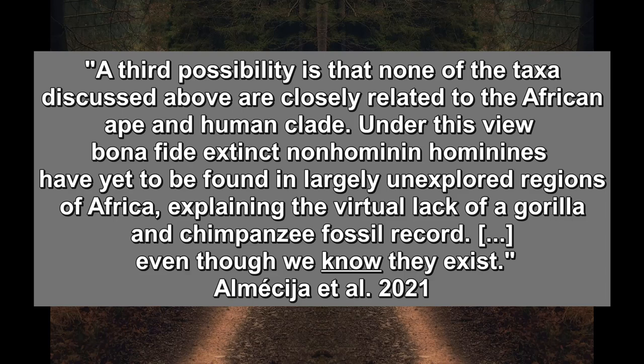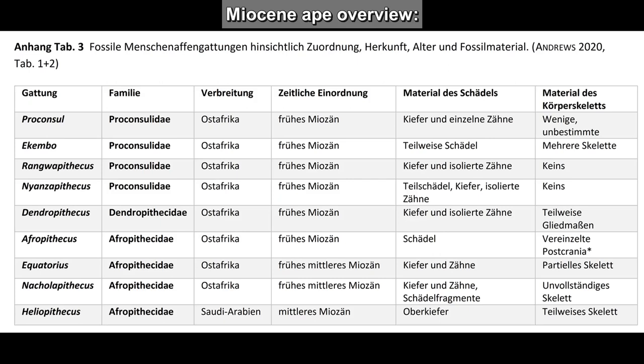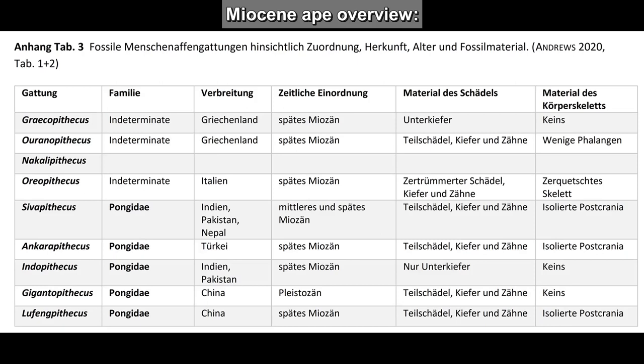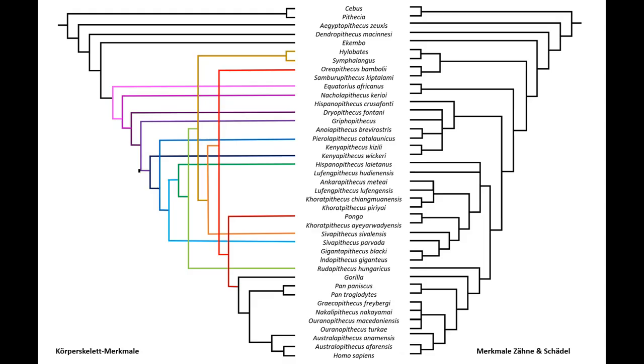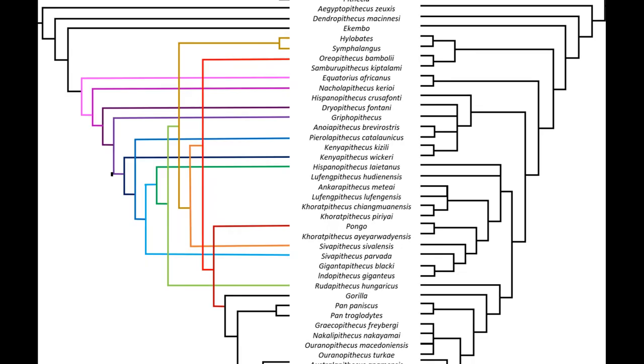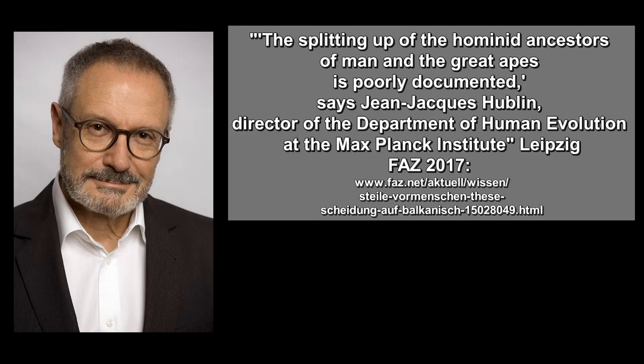Although we would actually know, or better, we suspected based on the evolutionary paradigm, that these fossils must still exist somewhere undiscovered in Africa. However, this is unlikely, since already about 40 fossil and also living genera of potential ape ancestors are known, which just cannot be inserted without contradiction into a family tree. We can therefore ask, is the evolutionary development of the ancestors of humans only poorly documented, as Jean-Jacques Hublin said in the newspaper FAZ? Or did these ancestors simply never exist? The empirical data seem to speak clearly for the latter.